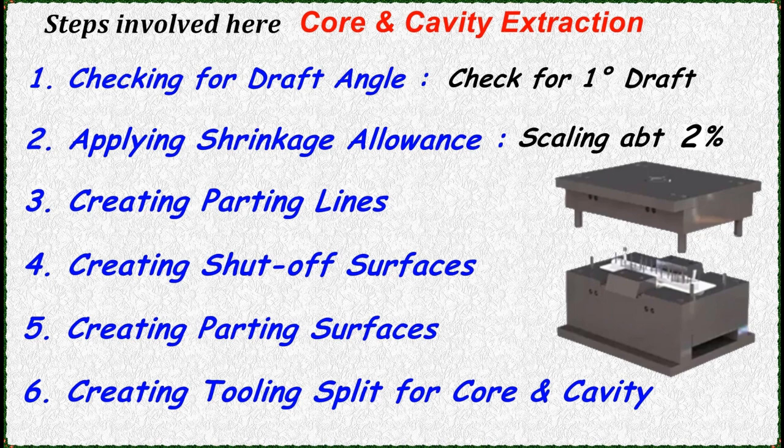Steps involved here for core and cavity extraction. Checking for draft angle, I will check for 1 degree draft. Applying shrinkage allowance, scaling up about 2%. Creating parting lines. Creating shut-off surfaces. Creating parting surfaces. Creating tooling split for core and cavity.